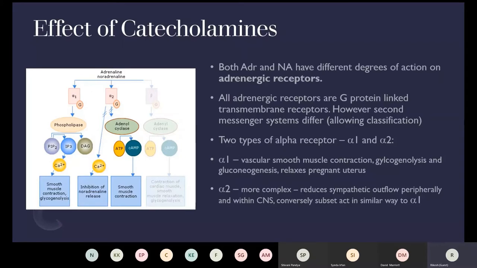That happens via the second messenger system, so it involves phospholipase C and PIP2, IP3 and DAG, and it all ends up in intracellular calcium release. And alpha 2 is slightly more complex. It reduces the sympathetic outflow peripherally and within the CNS. However, there's also a subset of alpha 2 receptors that act in a similar way to alpha 1. So you get inhibition of noradrenaline release and you get smooth muscle contraction, depending on whether it's via adenyl cyclase or via intracellular calcium release.